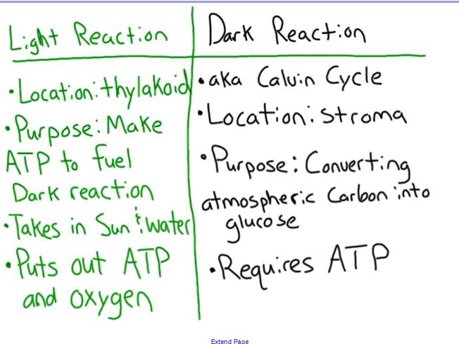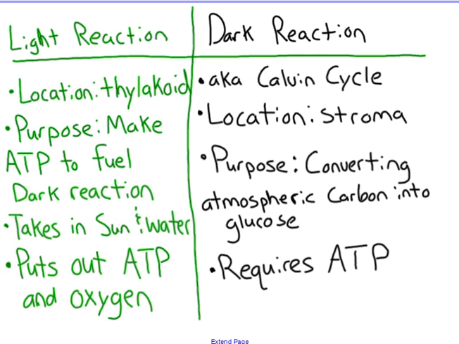So these are just words that are summarizing the process that I just described with that picture. Light reaction, location is the thylakoid, purpose, make ATP to fuel the dark reaction, or the Calvin cycle. There, two names, same thing. It takes in sun and water, and it puts out ATP and oxygen. That's the purpose of the light reaction. You need a thylakoid to do that, and this is in the chloroplast.